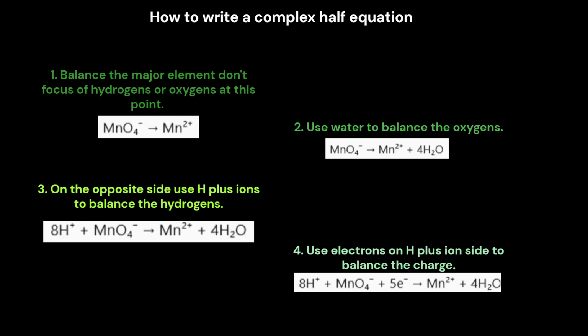How to write a complex half equation. 1. Balance the major element, don't focus on hydrogens or oxygens at this point. 2. Use water to balance the oxygens. 3. On the opposite side, use H+ ions to balance the hydrogens. 4. Use electrons on the H+ ion side to balance the charge.